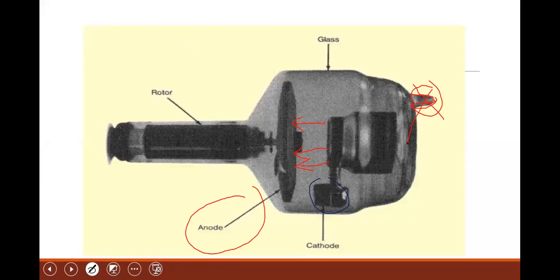Here it is all internal elements. This is the cathode where electrons are emitted, and these electrons are attracted by the anode portion. This is the anode. Next.